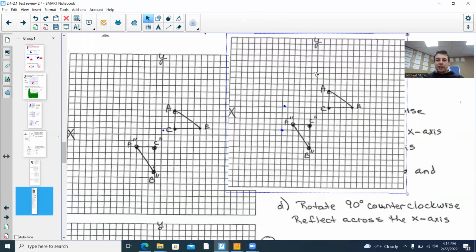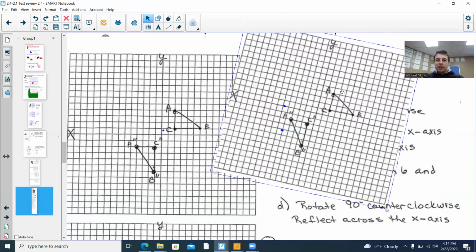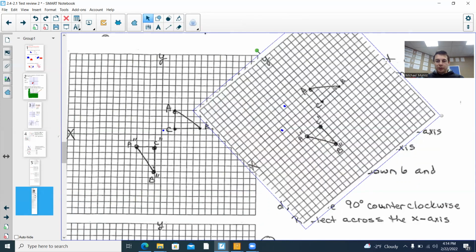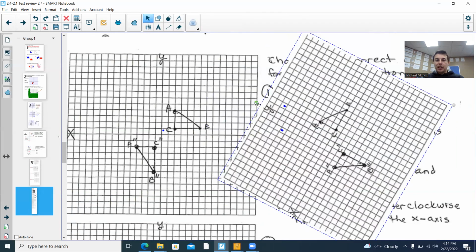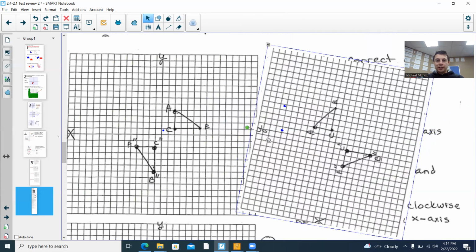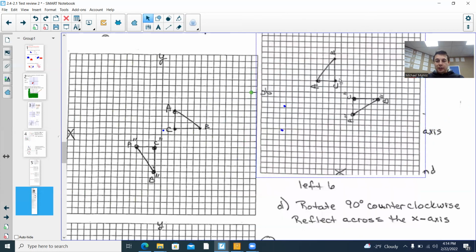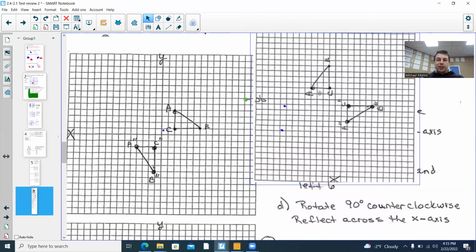Starting off here, I'm going 90 clockwise. Oops, counterclockwise, I'm sorry. 90 degrees counterclockwise. And then reflect across the x-axis.